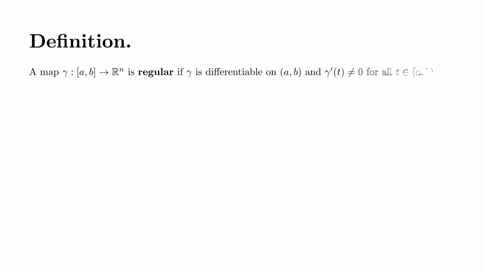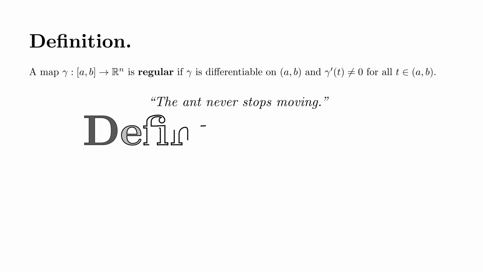First, a map gamma from the closed interval AB to Rn is regular if gamma is differentiable on the open interval AB and its derivative is not 0 for all times t in the open interval AB. Physically speaking, this says the ant never stops moving, even momentarily.